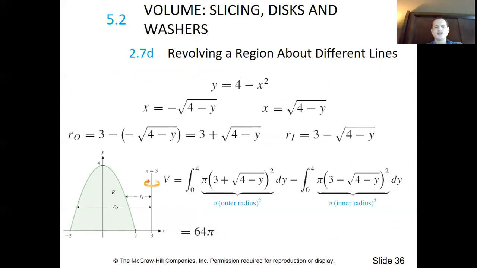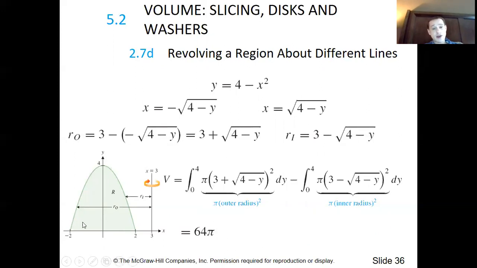Or excuse me, x is plus or minus the square root of 4 minus y. Which one do you pick? Well, it depends. On this figure, on the left half of the plane, over on this side, x's are negative. So for this chunk, when I'm trying to find the outside radius, what are we going to use for x? X is negative over here. We're going to use for this chunk, x is negative square root of 4 minus y.